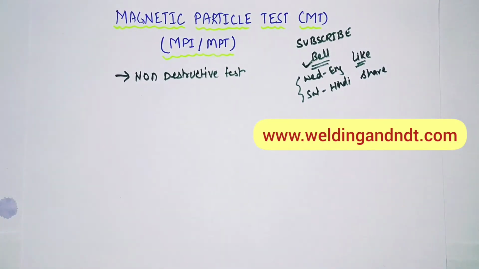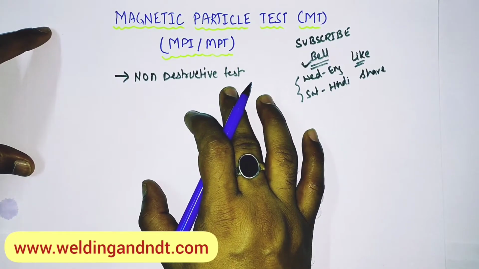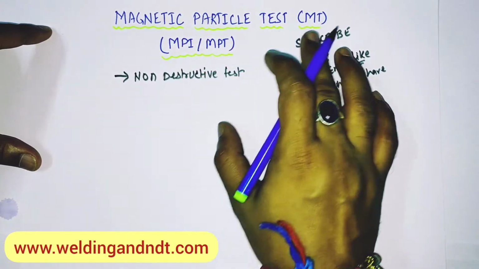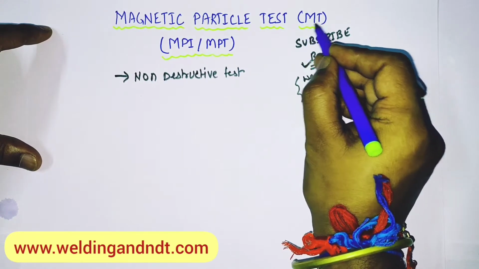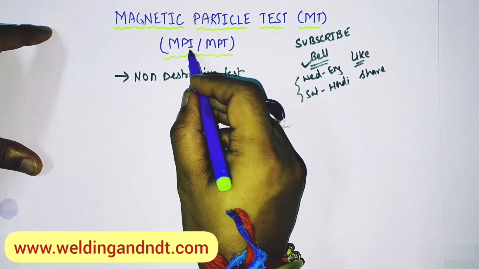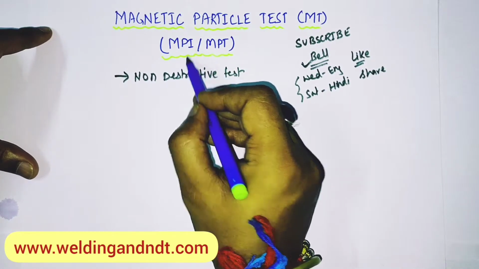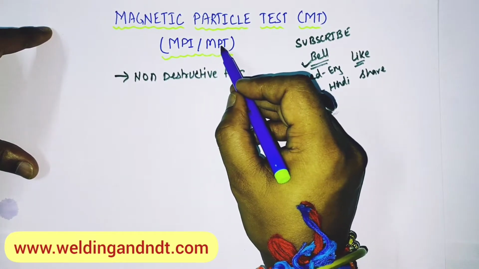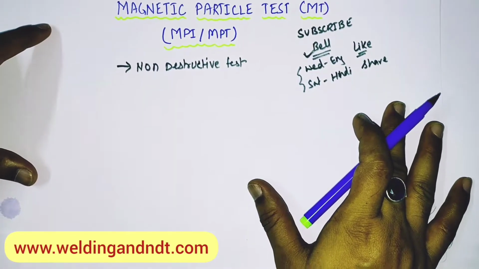Now as I told you, magnetic particle test is a non-destructive test method. Here let me tell you the short form. In short, it is very popularly known as MT or MPI or MPT. MPI is nothing but magnetic particle inspection, and MPT is magnetic particle testing. So these are the short forms of magnetic particle testing.